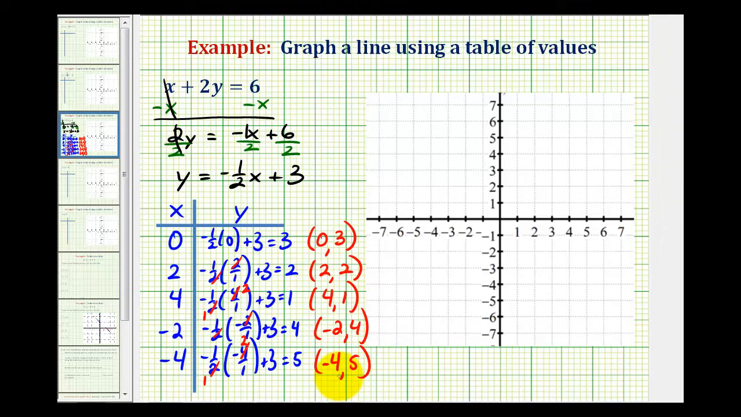Let's go ahead and plot these 5 points to verify they do form a line. 0, 3 would be here. 2, 2, right 2, up 2. 4, 1, right 4, up 1. Negative 2, 4, left 2, up 4, and negative 4, 5, left 4, and up 5. Notice how these 5 points do form a line, which verifies our work is correct. This would be the graph of our linear equation.